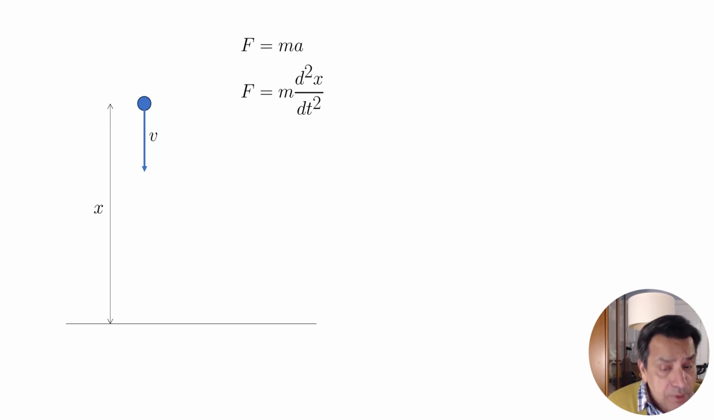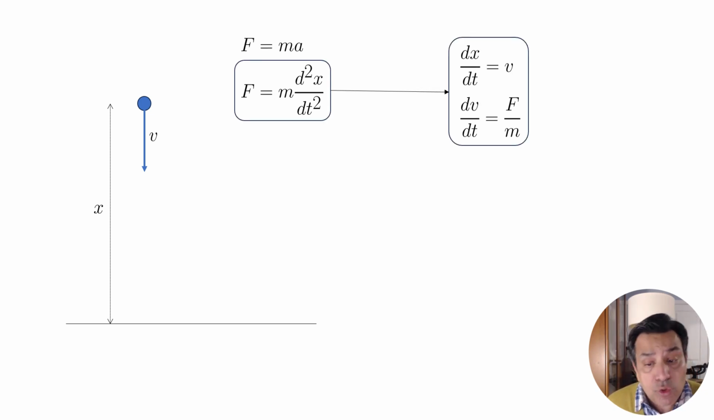We will begin by reducing the second order ODE into two first order ODEs, and we know how to do that. The first equation simply denotes that velocity is the first derivative of position with respect to time, and the second equation simply captures the fact that acceleration is the first derivative of velocity with respect to time.